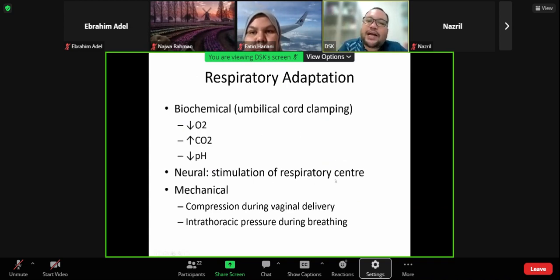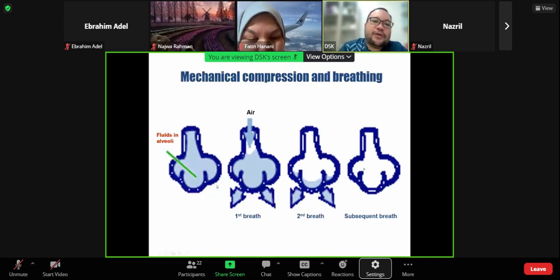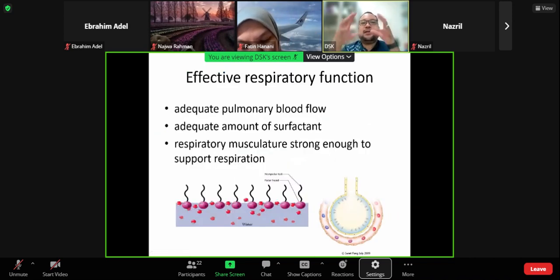It stimulates the cardiorespiratory center, and then mechanical compression. Fluids will go into the interstitium and drain through the lymphatics. And then it's not just about clearing up the fluid, it's also about maintaining the surface tension. How to maintain the surface tension?